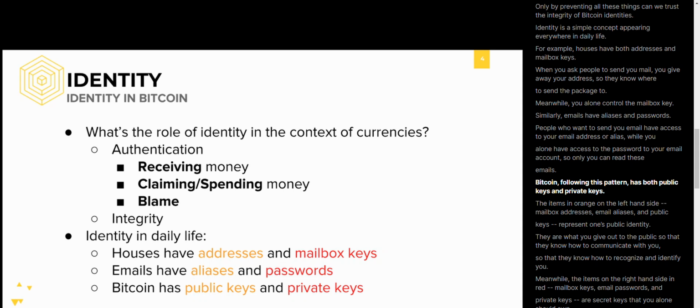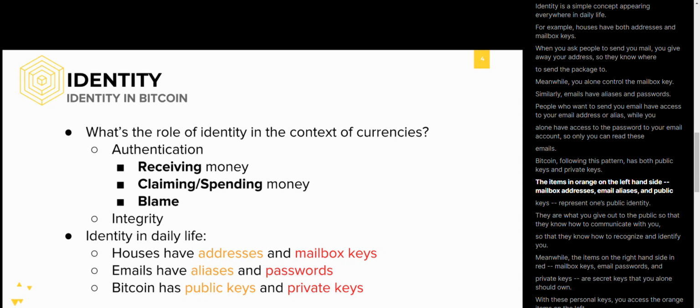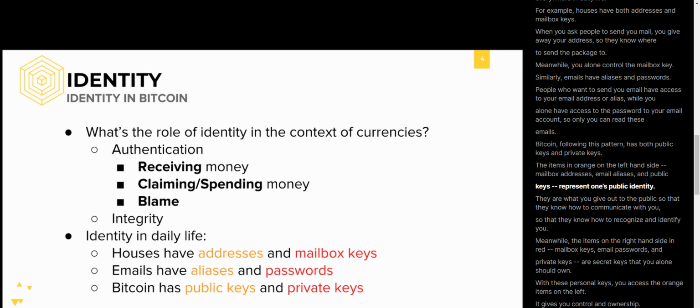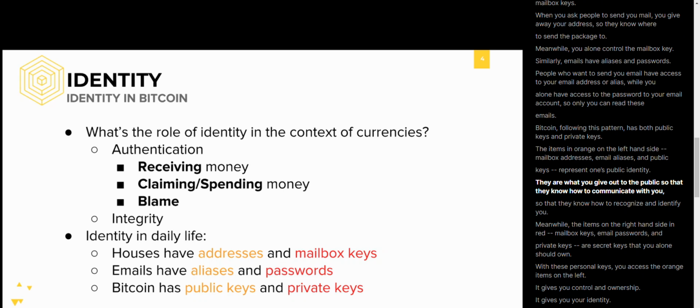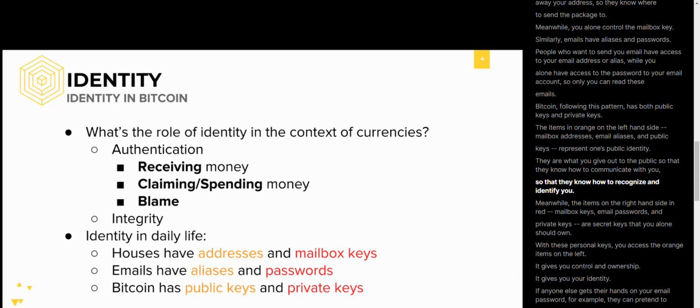Bitcoin, following this pattern, has both public keys and private keys. The items in orange on the left-hand side, the mailbox address, email aliases, and public keys, represent one's public identity. They are what you give out to the public so that they know how to communicate with you, so that they know how to recognize and identify with you.